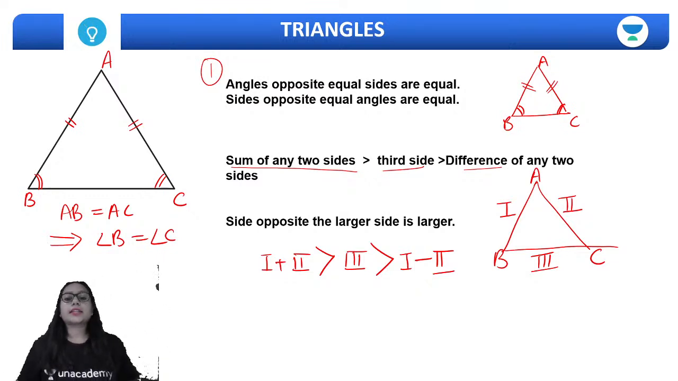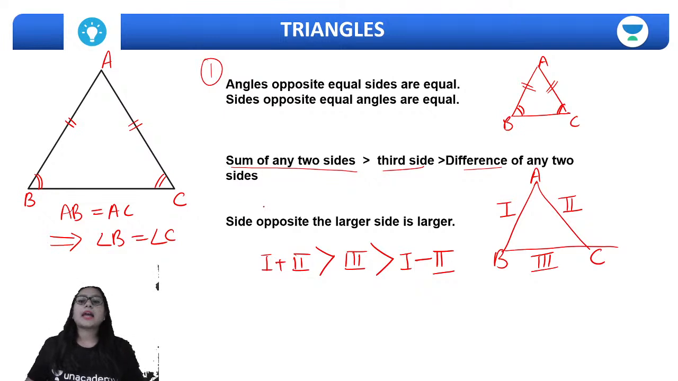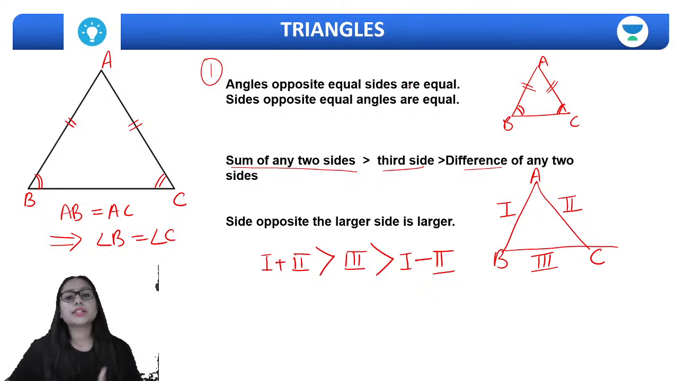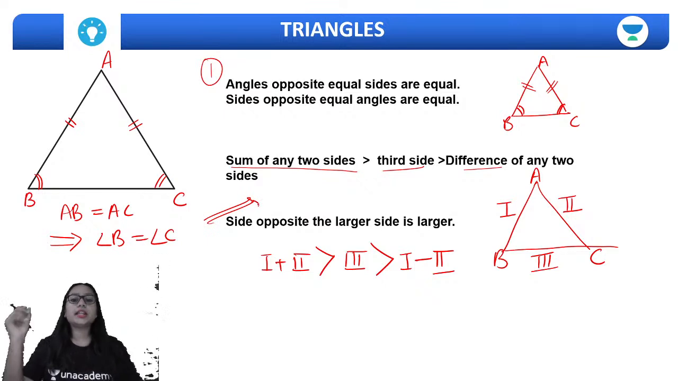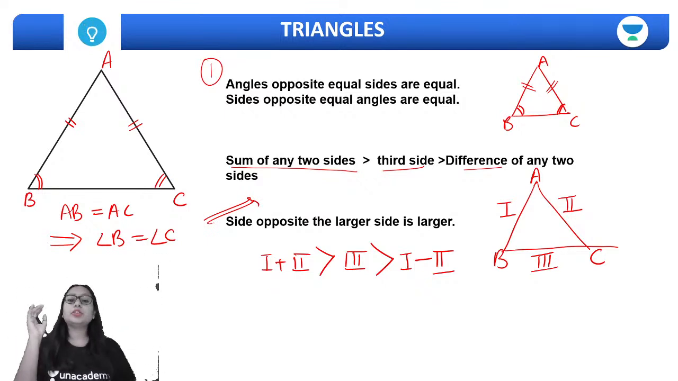Okay, great. Let's continue now. As we know that angles opposite equal sides are equal and sides opposite equal angles are equal, likewise from this you can think of this theorem: the side opposite the larger angle is larger. Please try to visualize this.